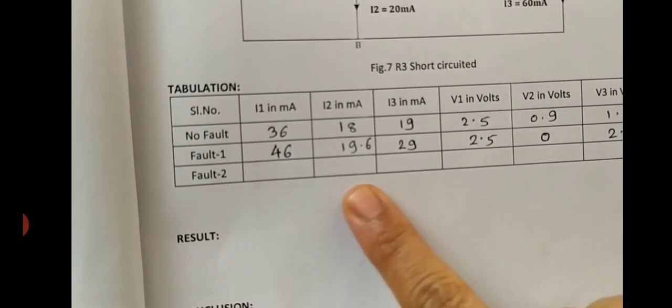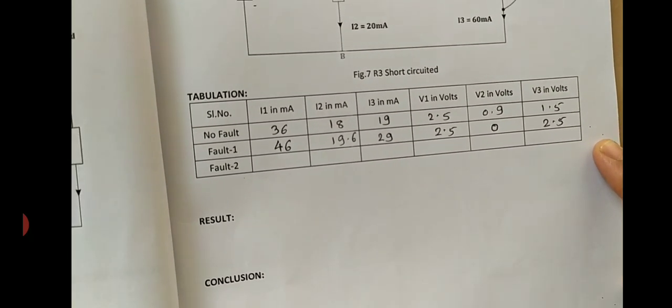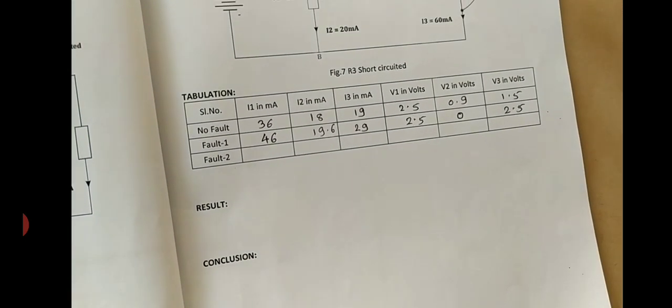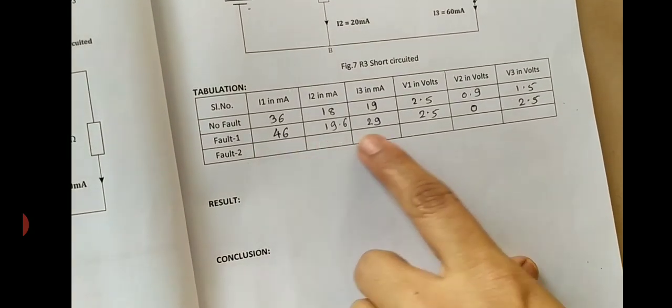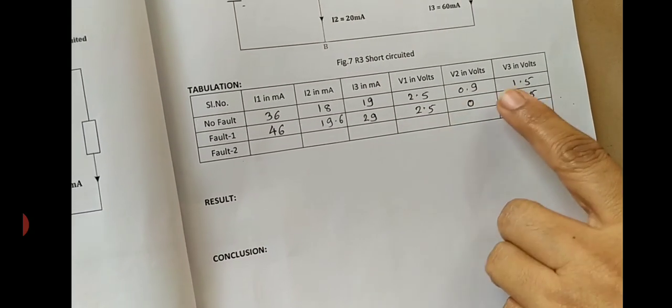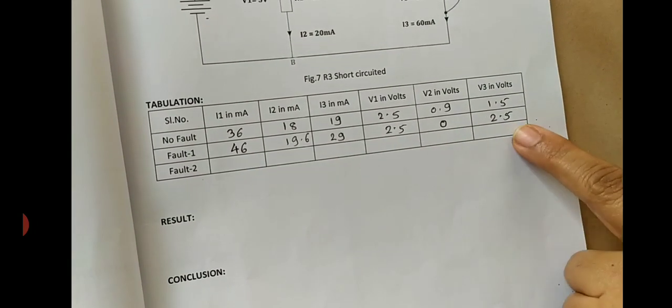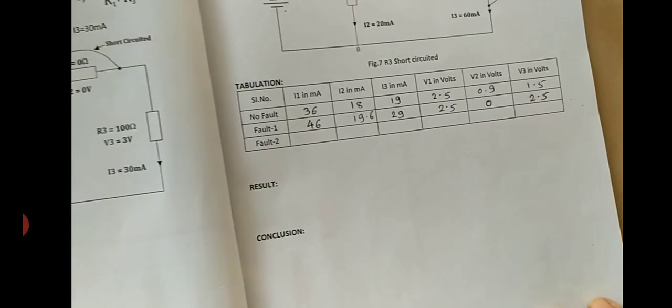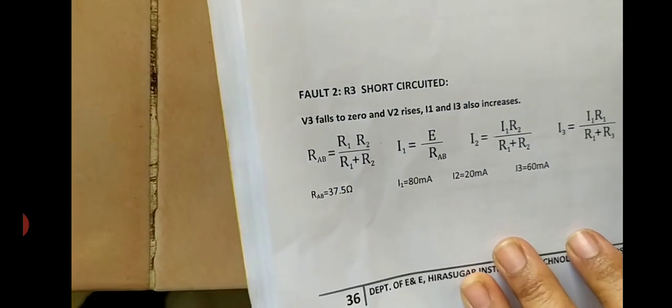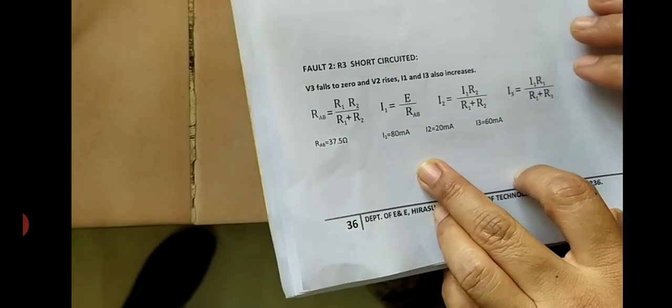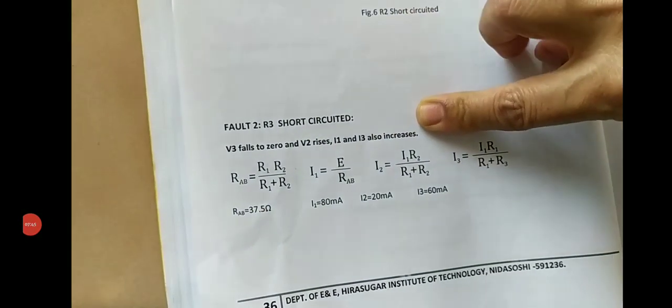Okay, so let us tabulate all these readings. We can see the effect of short circuit fault here. That is current I1, I2 and I3 all have increased. V1 has remained same, V2 has become 0 and V3 has increased. So like this we can create the short circuit fault. Okay, short circuit fault at resistance R3, that is nothing but shorting this 100 ohm resistor. The similar effect we can see, that is V3 falls to 0 and V2 rises. I1 and I2 also increase.